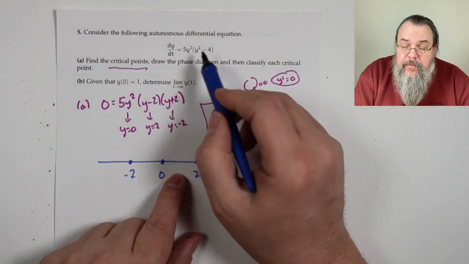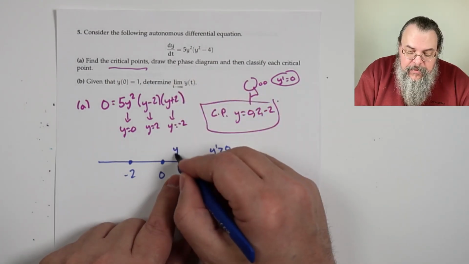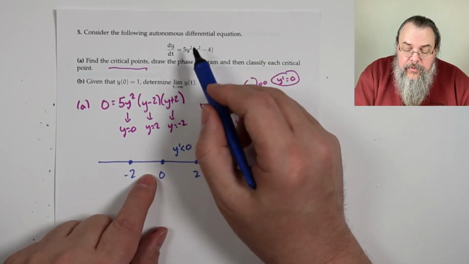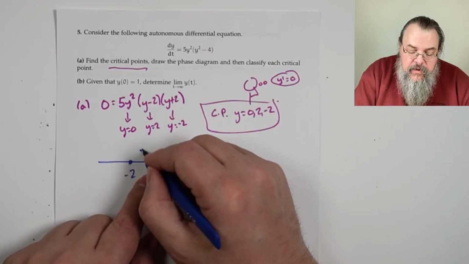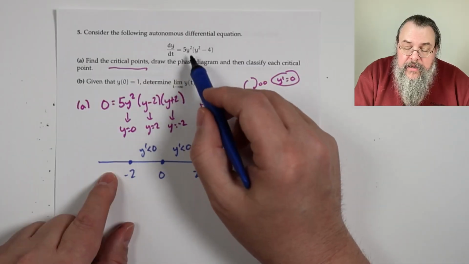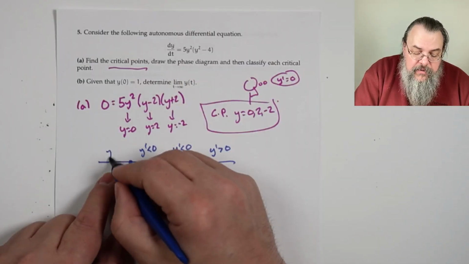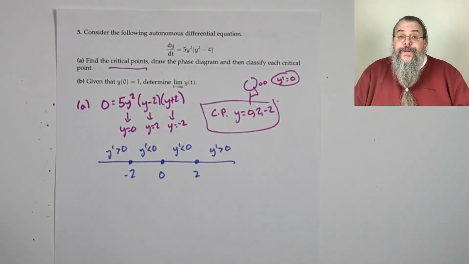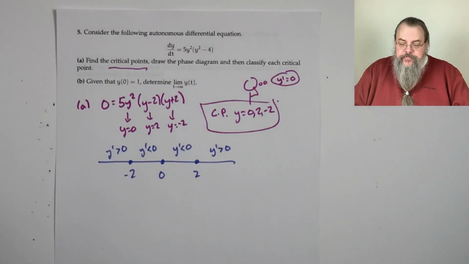5 times 1 times minus 3. Oh, dear, that means we're negative. All right, minus 1. 5 times 1 times negative 3. Still negative. Okay, plug in negative 3. 5 times 9 times 5. Positive. All right, are you positive? Yes, we are. Now, what does all that translate into?